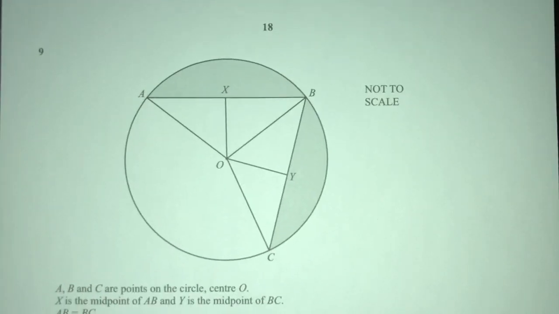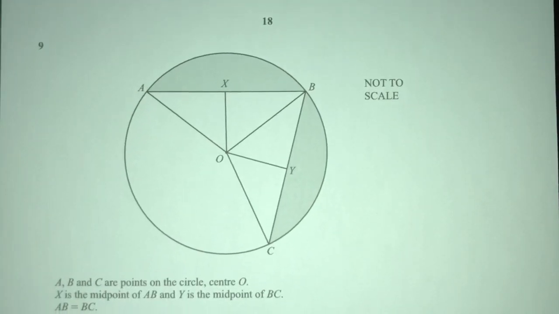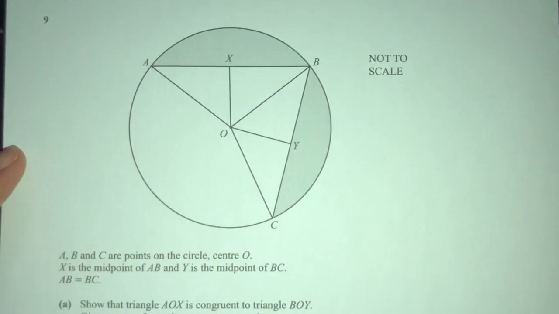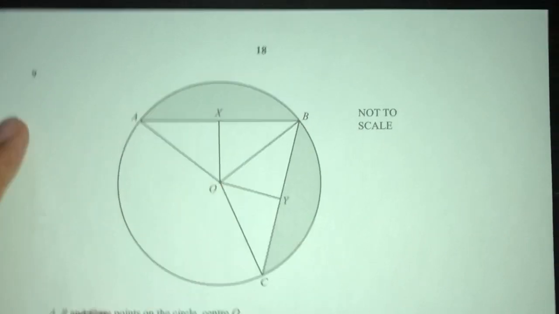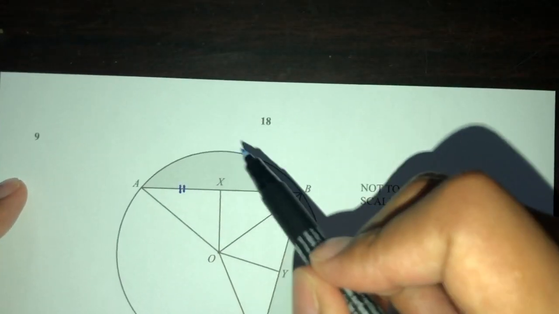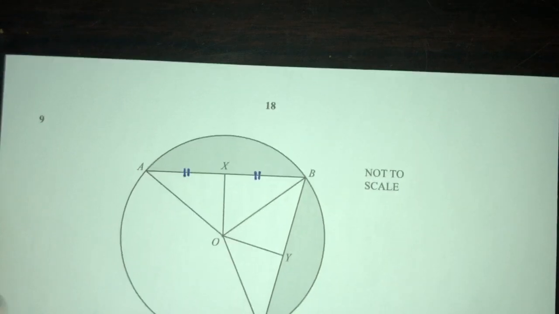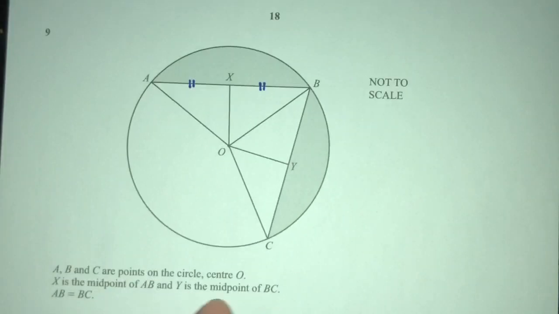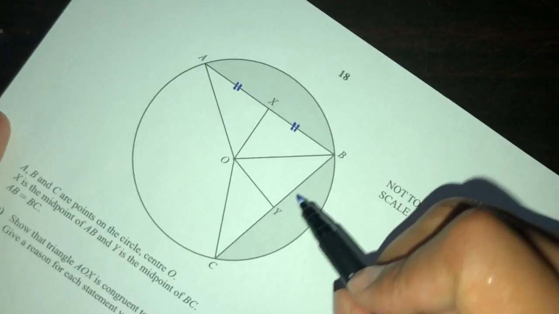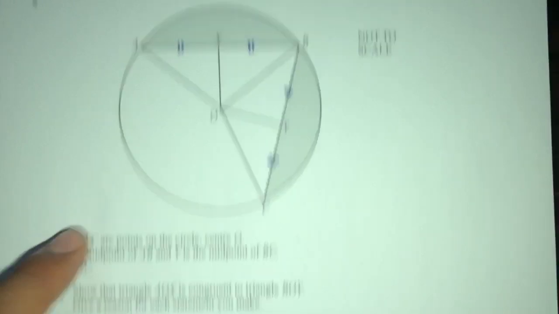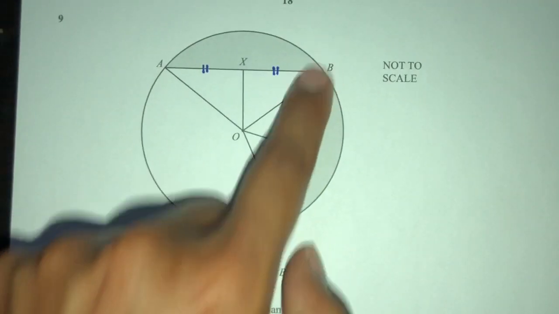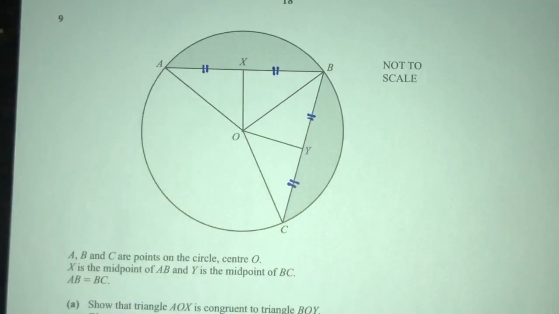Now let's move on to question number 9. So number 9, what do we have? We have A, B, C as points on a circle, center O right here. X is a midpoint of AB. As you can see, it is a midpoint of AB, which means this and this have to be the same. It's a midpoint, right? Now, Y is a midpoint of BC, so this and this have to be the same. Now, since AB and BC are the same, this and this all have to be the same.